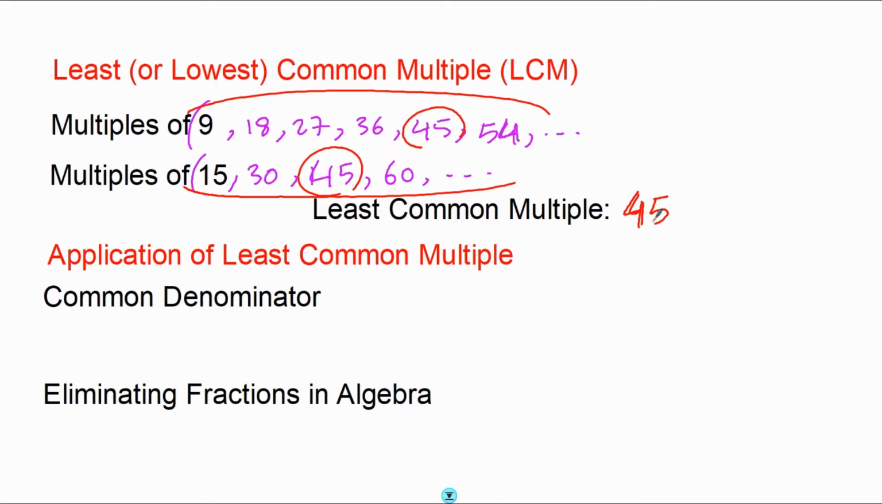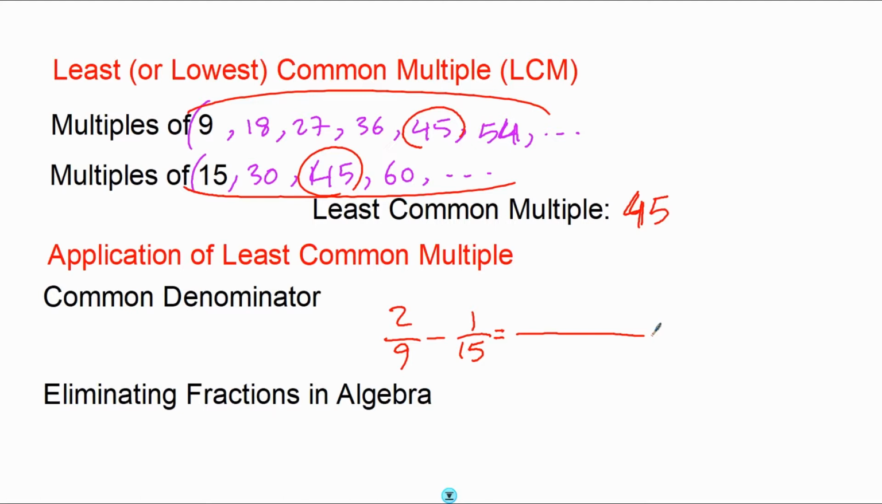Now, what are the applications of a least common multiple? The main application of the least common multiple is when we want to find a common denominator. So if I just give an example here, for example, if I say 2 over 9 minus 1 over 15, if you remember, we did a common denominator when we were adding or subtracting fractions. So the common denominator is the least common multiple.